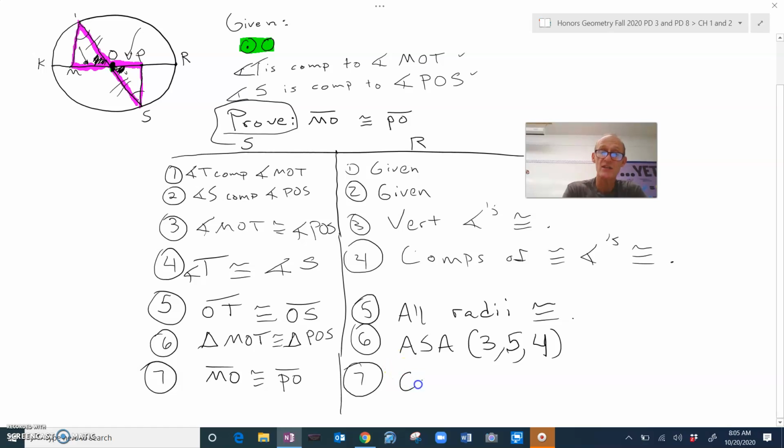And that is CPCTC. Corresponding parts of congruent triangles are congruent. That basically means when two triangles are congruent in a proof, all 6 parts of their correspondence are congruent. So all 3 angles matched up and all 3 sides matched up. And we only needed three of those pairs out of the 6 to prove the triangles congruent by angle side angle.